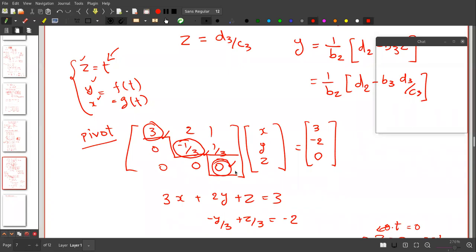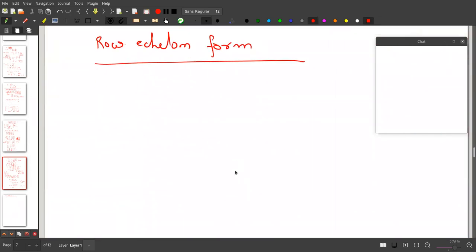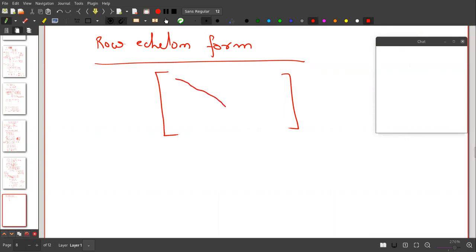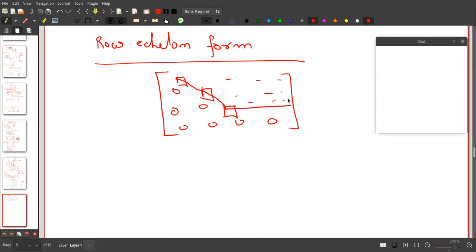Say the form is something like this. It's the diagonal, and then these are all zeros. These are the pivot positions, and here are some values. Fine. So this is called the row echelon form. You can see the clear form: we put all the zeros below, we put the pivot in diagonal form, and this is the form.